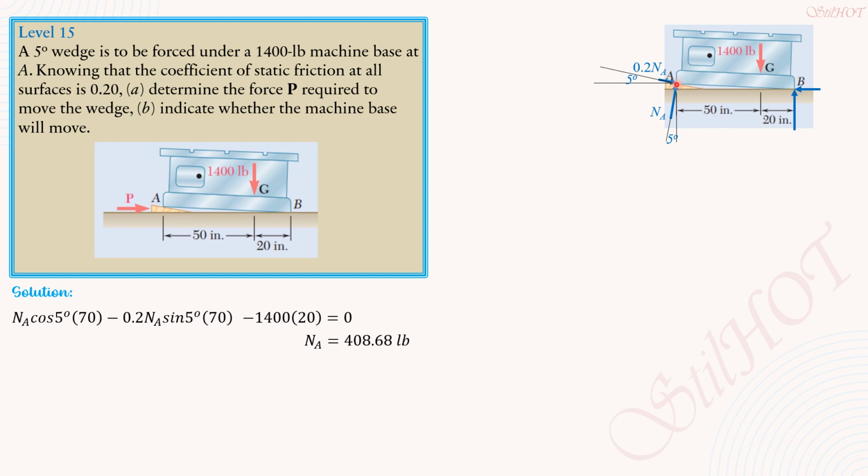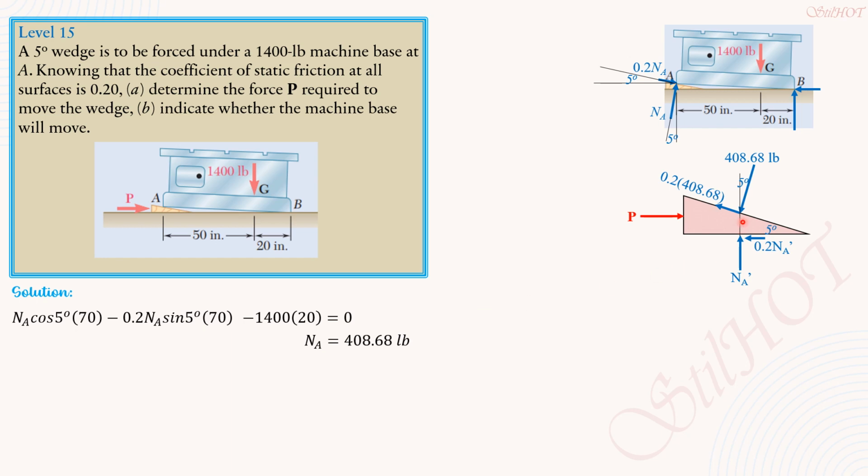The total vertical reactions at A and B, or at the underside of the wedge, should be equal to 1,400 pounds. Therefore, from there, we can compute the maximum frictional resistance on the machine base, and that maximum frictional resistance is equal to 0.2 of the total vertical reaction, which is equal to the weight of the machine base.